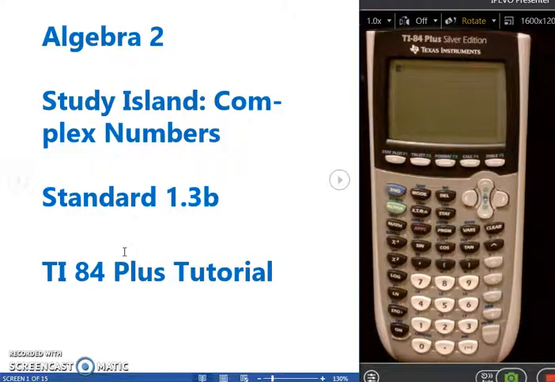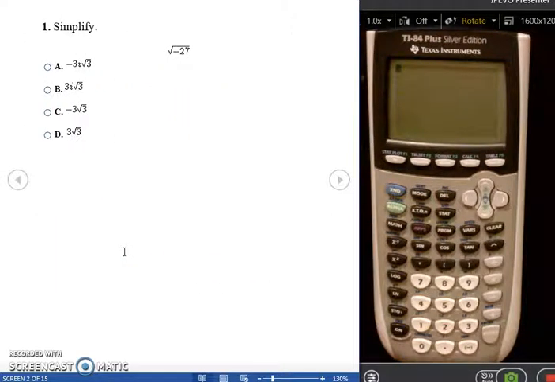It's always a good idea to know how to do them on pencil and paper also. However, if you need a way to check yourself or a way to fall back on if you get stuck, this is a great tool to use in those scenarios. So the first problem we're looking at is the square root of negative 27.